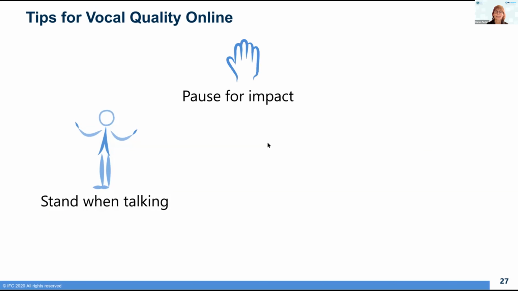The second tip is to pause for impact. Most people talk an average of 150 words per minute. However, most listeners who are trying to think about the information usually only hear at about half that rate. So pausing after stating a key point can give your participants some time to consider what you have said. And a little longer pause can emphasize your point.